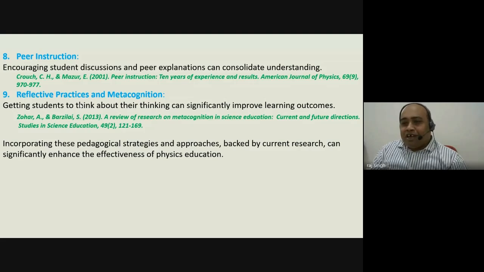If your classmates, your peers, are very good, your learning outcome becomes very good. Reflective practices and metacognition: getting students to think about their thinking can significantly improve learning. It means you judge yourself. You design an experiment yourself and see what the problem was in it. So metacognition is also a thing; we should promote and motivate children for such a thing. So these are the important key points which we can use in our physics pedagogy and draw the parallels from here.